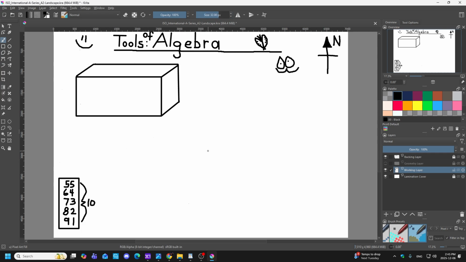Okay, so commonly we would look at this as the length, this is the width, and this is the height. Actually, I got that wrong. This would be the width, and this would be the height. We kind of flopped it over.